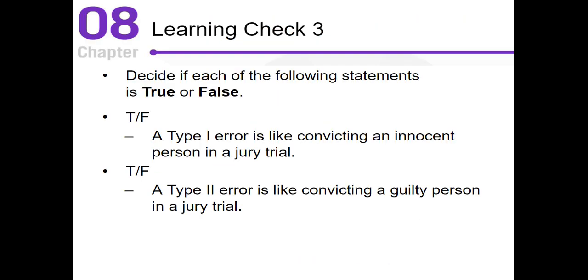So if we did another learning check here, true, false, a type 1 error is like convicting an innocent person in a jury trial, and a type 2 error is like convicting a guilty person in a jury trial. I'll give you a few moments to think about that.